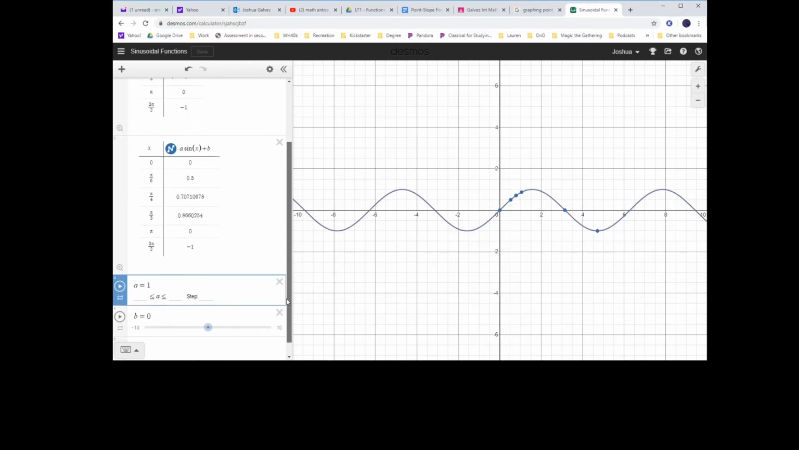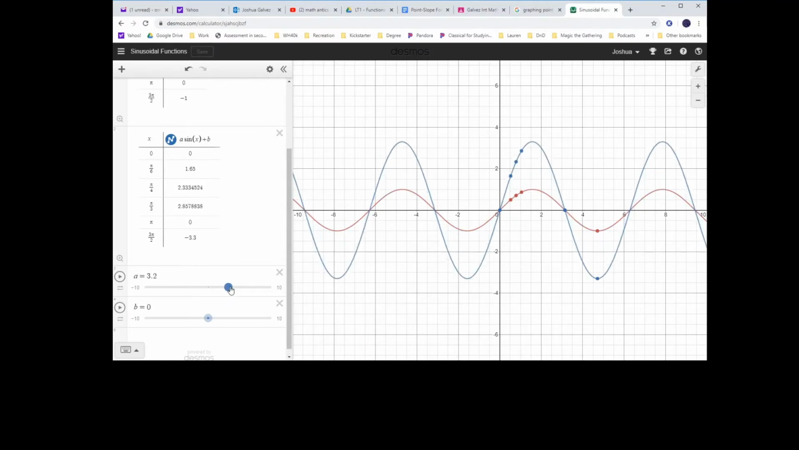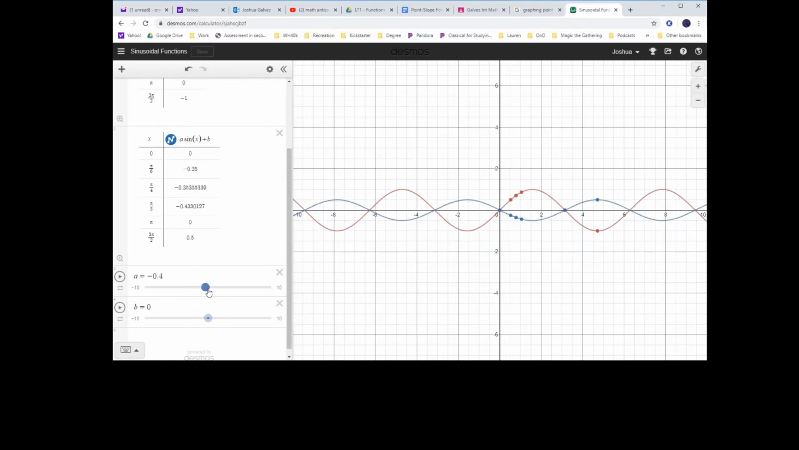Now, in the previous video, we were able to slide a and mess with the amplitude. But notice that it did not change the midline of the graph, so it stayed with the midline of 0 for the x-axis.